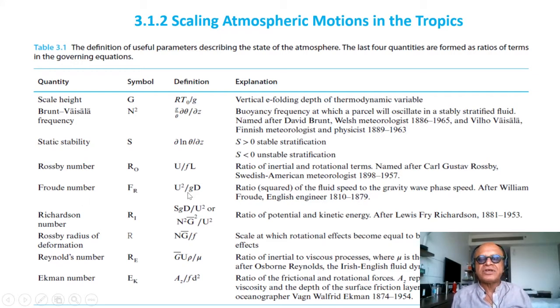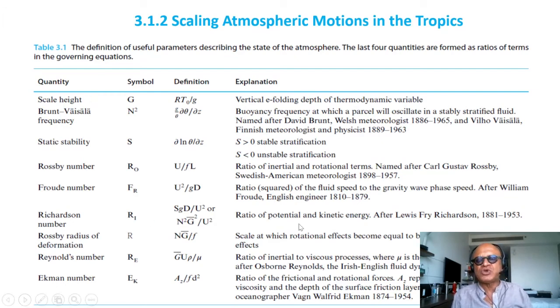And Froude number is the ratio of fluid speed to the gravity wave phase speed, u squared over gd. The perturbations in the atmosphere and ocean are often radiated out as gravity waves. I hope you all remember the basics. When we say gravity wave, gravity is the restoring force. So for waves, we need a perturbation force and a restoring force. So gravity wave has gravity as the restoring force.